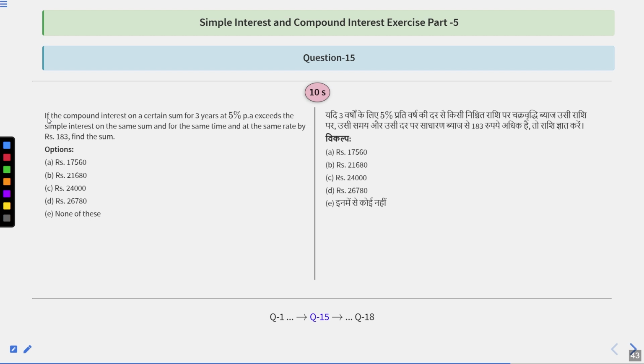Next question: if the compound interest on a certain sum for 3 years at 5% per annum exceeds the simple interest on the same sum for the same time at the same rate by rupees 183, find the sum. You have 5 options and 10 seconds to analyze the question. Your time starts now.